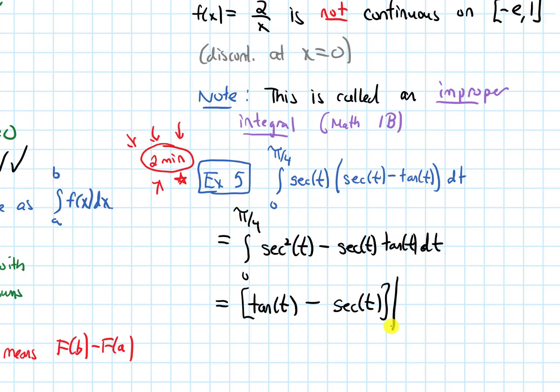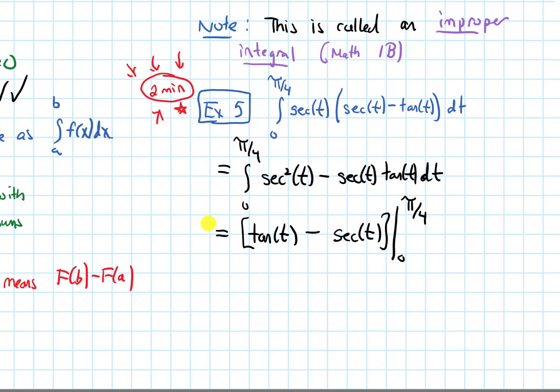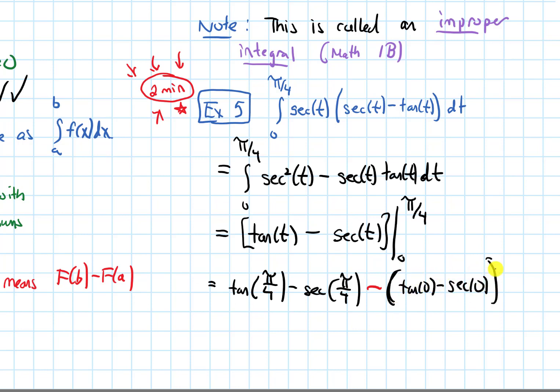So let's put a bracket around this. Let's write our vertical line, and I'll write a 0 and a pi over 4, because I've got to plug those in. Plugging in pi over 4, we'll get tangent of pi over 4 minus secant of pi over 4. And then minus, now I've got to plug in 0. So let's put parentheses around everything, and I'll get tangent of 0 minus secant of 0. I need these parentheses so I don't forget to distribute the negative sign to these terms, because I'm subtracting all of what I get when I plug 0 in.